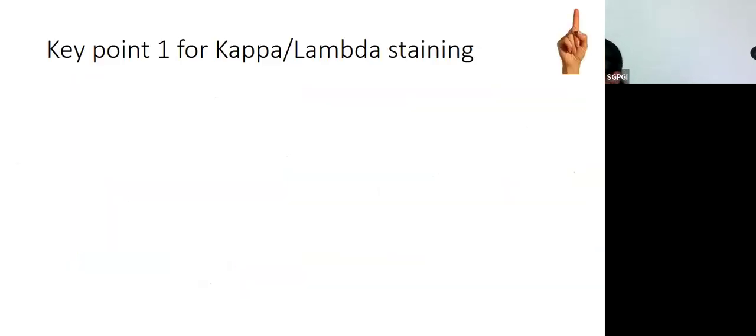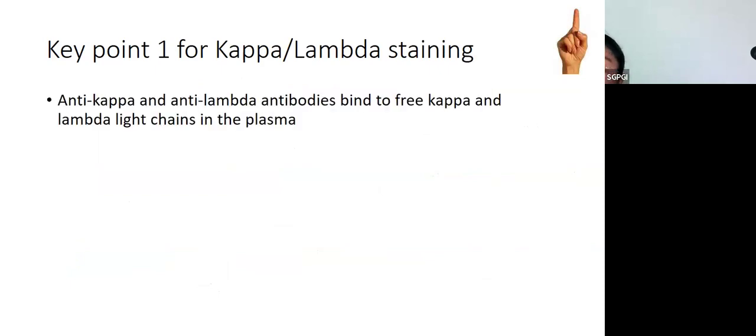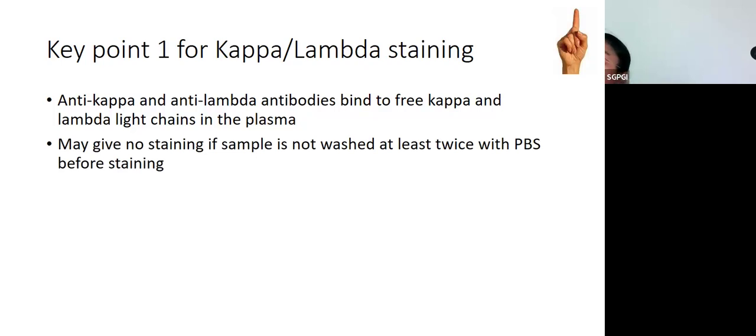So for kappa and lambda staining, there are certain key points. The first of these key points is that these antibodies will also bind to the free kappa, free lambda in your system, right? So whenever we have a whole blood sample, we have plasma, we have WBCs, we have RBCs, and we have platelets, right? So if the plasma contains a lot of free kappa or lambda, then these anti-kappa, anti-lambda antibodies, which are fluorochrome conjugated, will go and bind to those free antibodies and not bind to the receptor present on the cell surface. So therefore, sometimes you may not get any staining if you don't wash your sample twice with PBS before you start your staining.